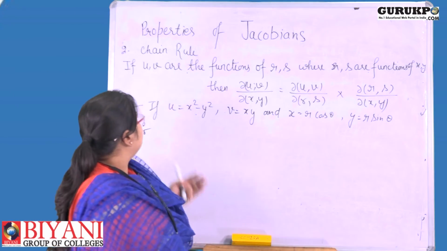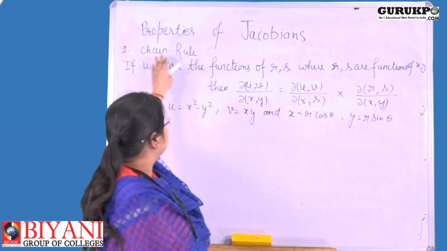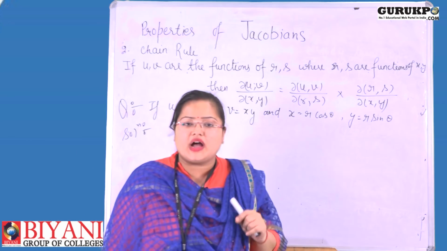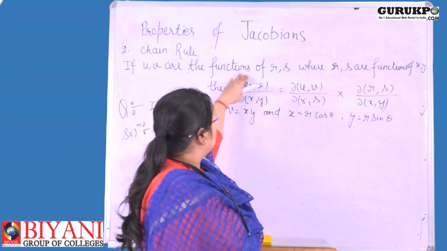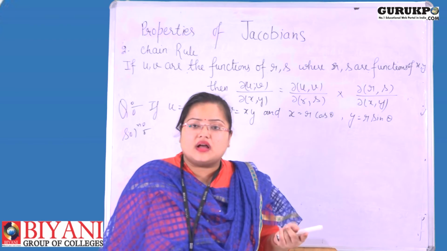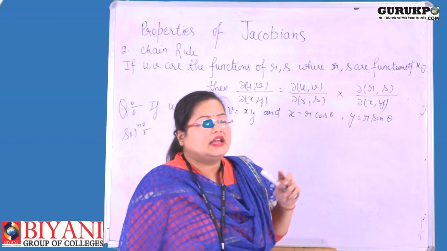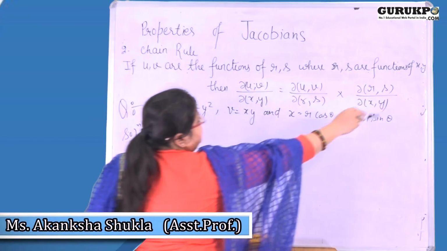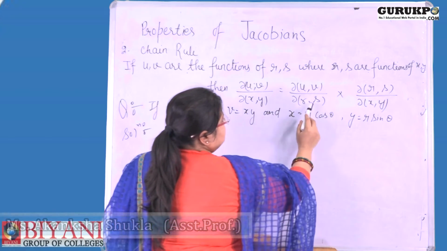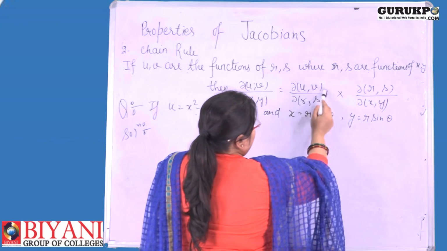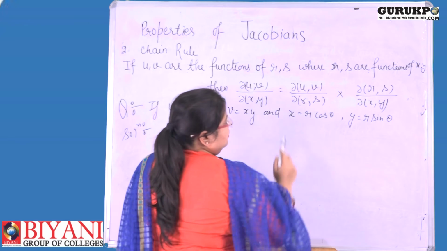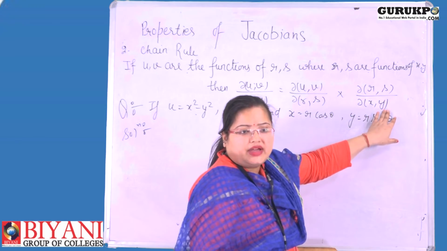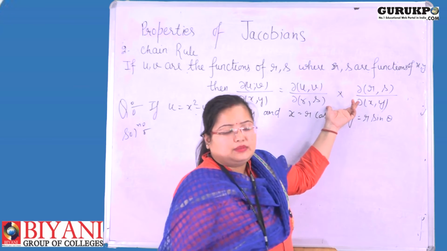Now coming to the next property, named the chain rule, defined as: if u and v are functions of r and s, these two variables, and r, s are functions of x and y, then the Jacobian can be found like this: u, v is directly connected with x and y, and this is solved as the chain between them. So u, v will be solved with respect to r and s, and r and s will be solved with respect to x and y, and after that we will multiply.